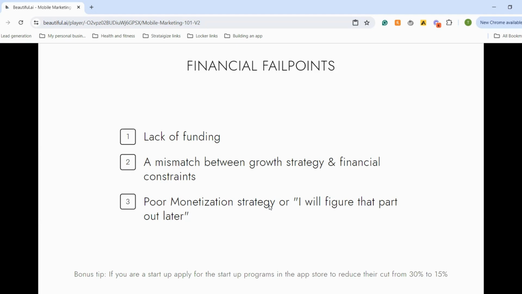And then a bonus tip here is making sure that you apply for the startup programs for the app stores. This reduces their cut from 30% down to 15%. So if you're under $1 million revenue over the past calendar year, 100% go sign up for that immediately.